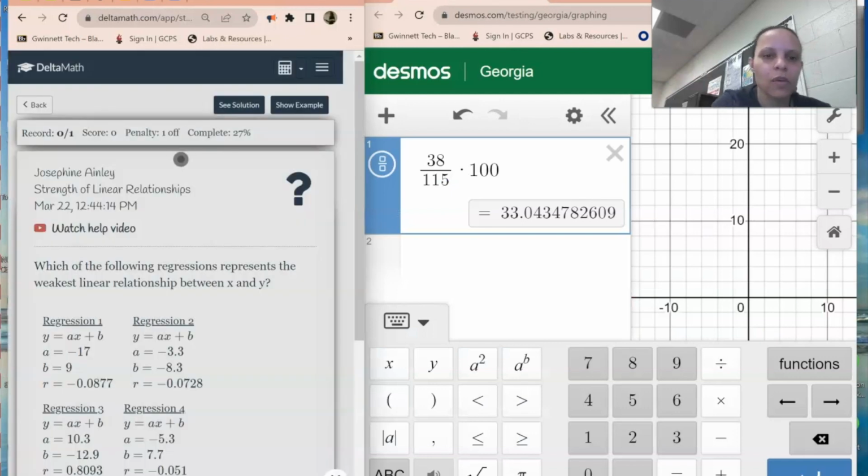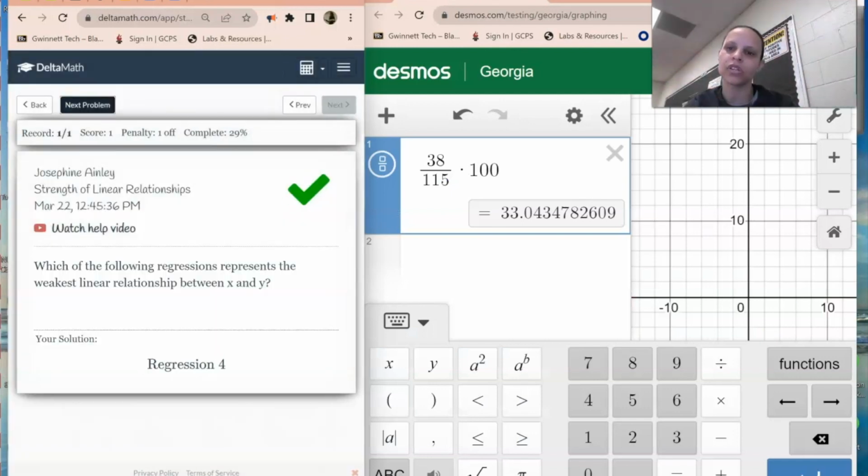So just picture a number line. Weakest is close to 0, strongest is close to +1 and -1. If they say strong positive, it will be +1. If they say strong negative, it will be -1.